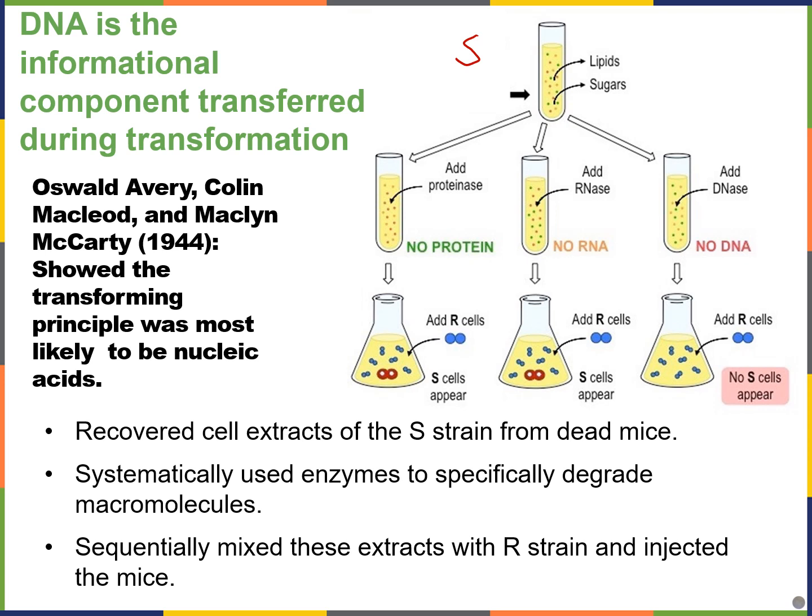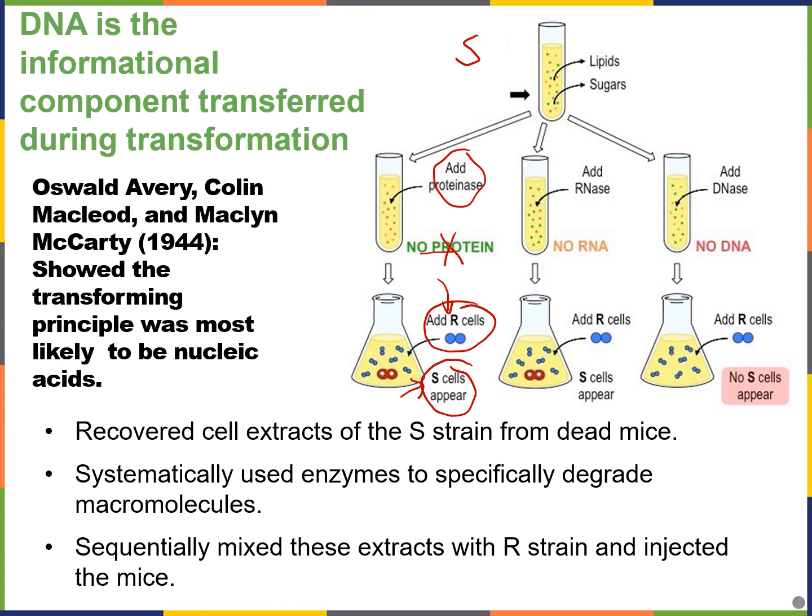And these enzymes' purpose was to destroy different macromolecules found within these cells. So, for example, for one set of the S cells, they added proteinase to get rid of all of the protein, and then they added in live R cells to see if transformation occurs. At the end, they do find living S cells. So something that is not protein is entering the R cells to turn them into live S cells. So protein is not the transforming particle.